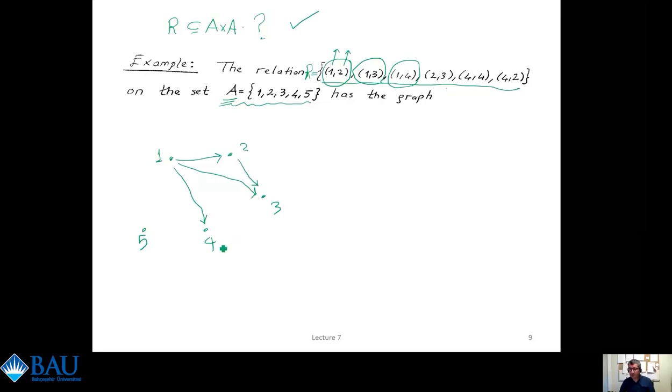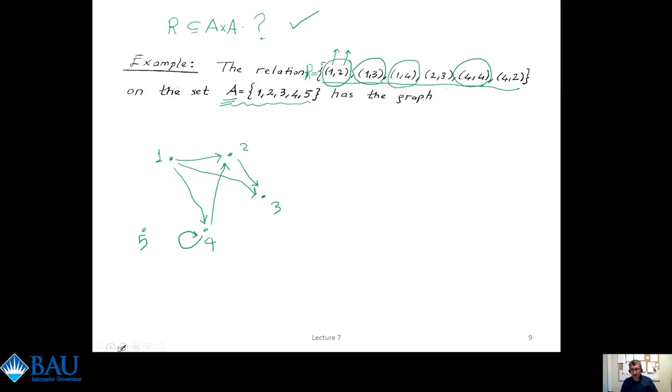4 goes to 4. To show that 4 goes to 4, look at it. How can we put an arrow starting from one point and ending exactly at the same point? For that reason, we use a circle. We call it a loop. Look at it: 4 goes to 4. And the last one, 4 goes to 2. This is the graph of the relation. We call it a directed graph. Both the relation as a set and the directed graph have the same information, and both show that this is a relation on set A.